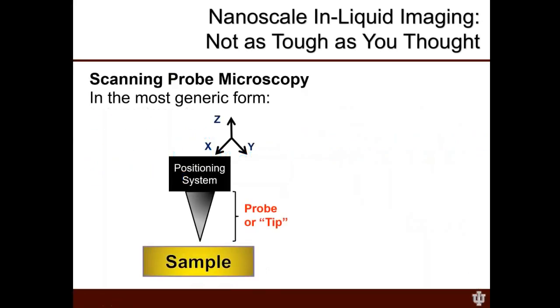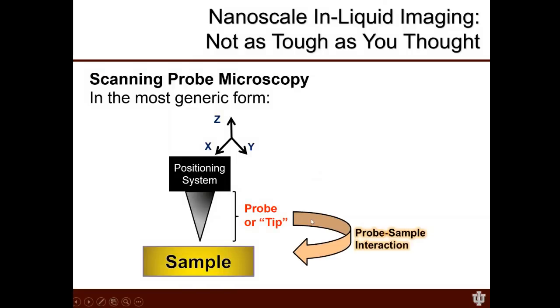So if we start with just the idea of scanning probe microscopy, in the absolute most generic form of a scanning probe system, we have a probe tip, a probe or a tip as it might be called. That tip is connected to a positioning system, and we have a sample of interest. So this is a microscopy technique. It's going to let us collect an image, and that image is related to the probe-sample interaction.